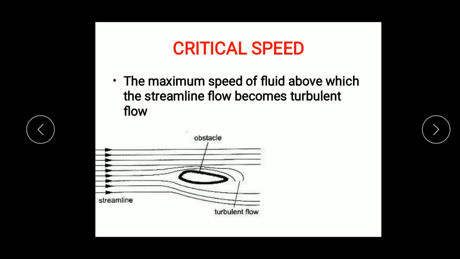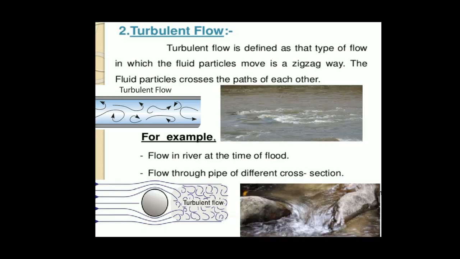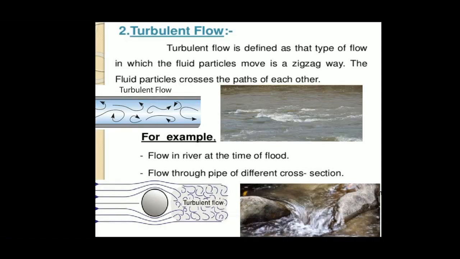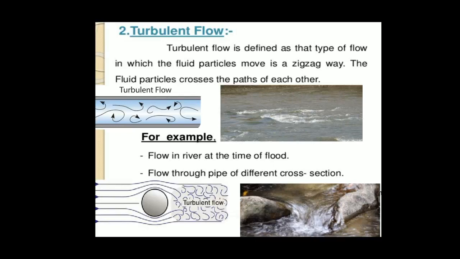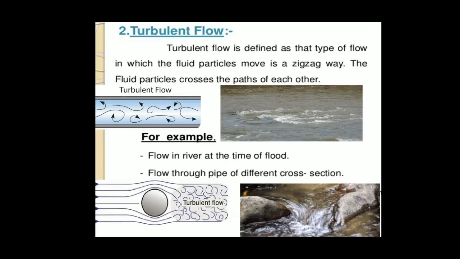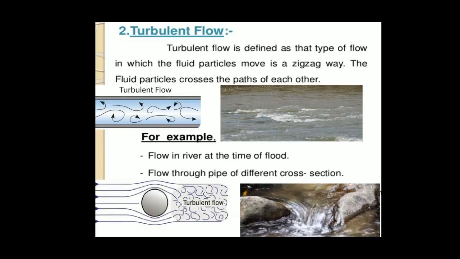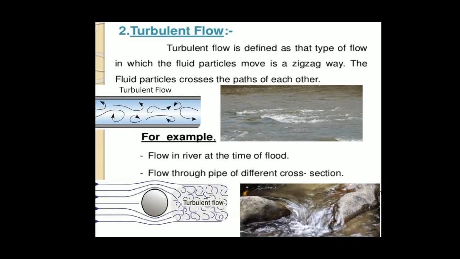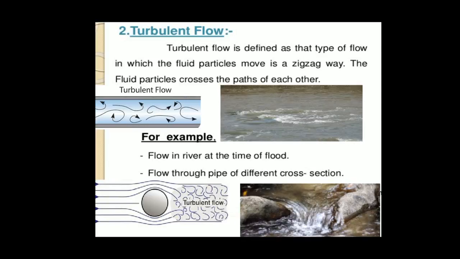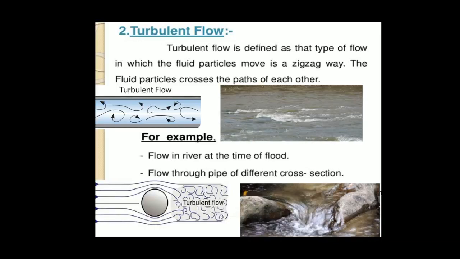Now let us discuss what is meant by turbulent flow. The turbulent flow is a type of flow in which the fluid particles move in a zigzag way. The fluid particles cross the paths of each other, and that is called turbulent flow. In rivers and canals where the speed of water is quite high, or where the boundary surfaces cause an abrupt change in the velocity of the flow, the flow becomes irregular. Such a flow of liquid is known as turbulent flow.